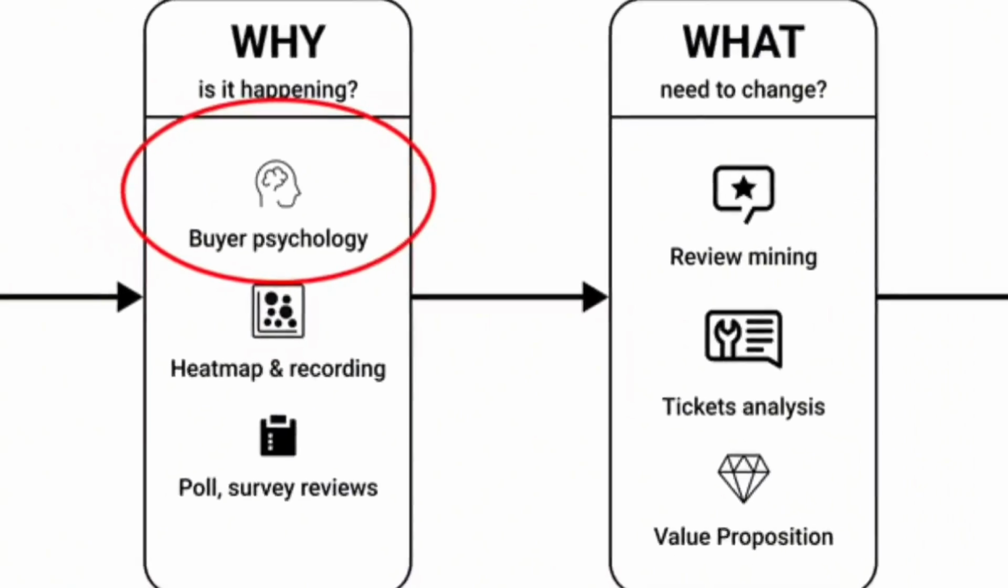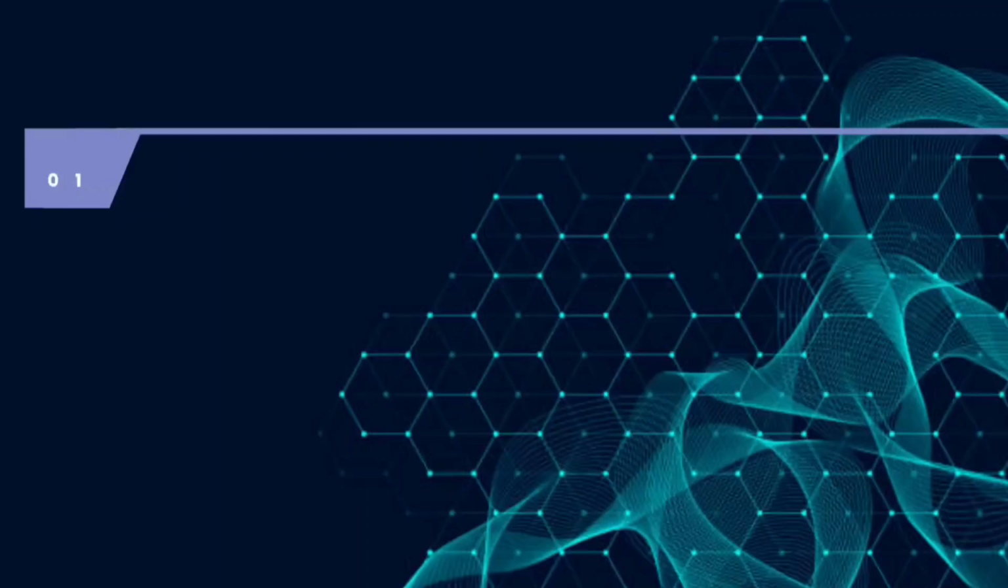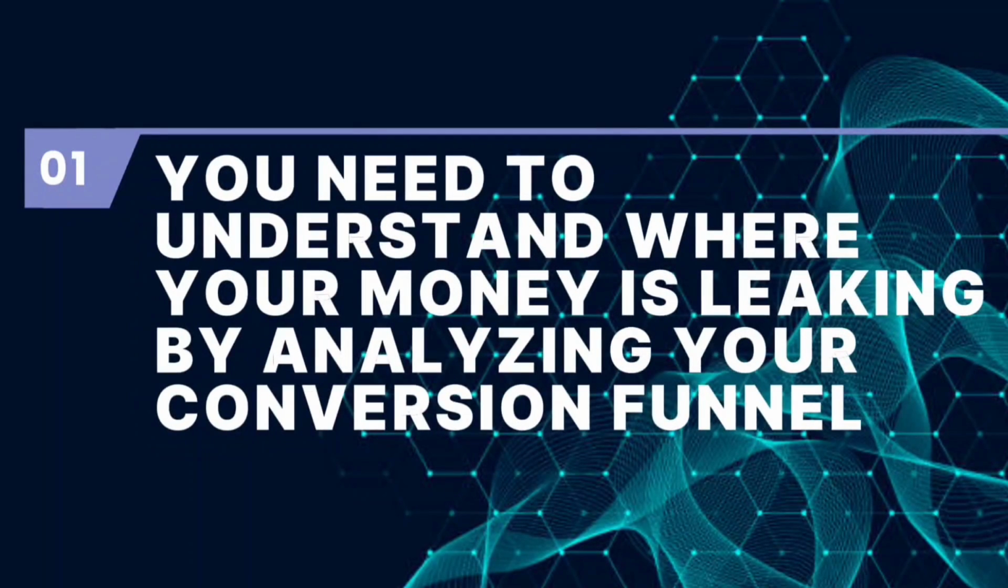This process I've outlined today, data analysis, customer psychology, offer optimization, message refinement, mobile optimization, and systematic testing, well, this is how you build a sustainable competitive advantage. Now, let's break down the framework one more time. First, you need to understand where your money is leaking by analyzing your conversion funnel. Most store owners think they know where the problem is, but the data often tells you a different story.